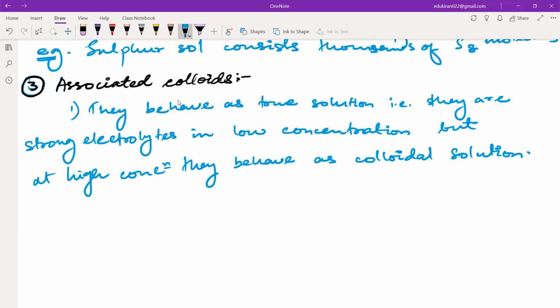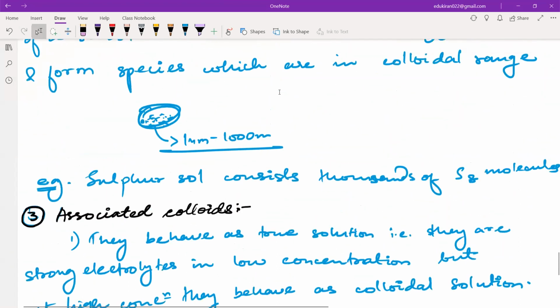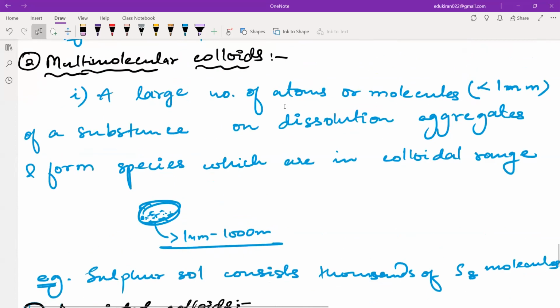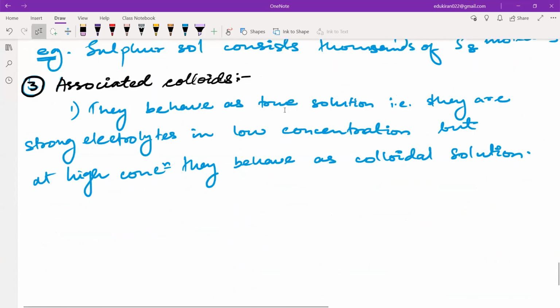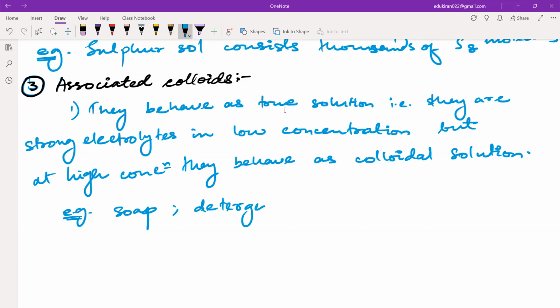Colloidal solution. Okay, so the only difference between associated colloids and multimolecular is that multimolecular will be covalent compounds, and associated colloids will be electrolytes. Examples will be soap. If you add very little soap, it will seem like a true solution, but if you add more and more soap in water, you can see that it is now a colloid. Also detergents. These are the examples of associated colloids.